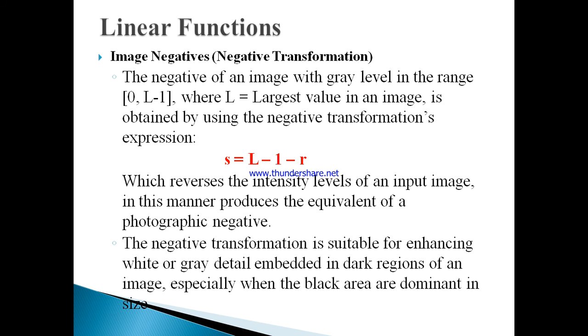In the next case, the negative of an image will be ranging from the value 0 to L minus 1, where L is the largest value that is present in an image. This is just the reverse of the intensity levels that are present in an image. As you know, we produce photographic negative films. It will enhance the white or gray details that are present in the particular image, and for that purpose we use this image negative technique.